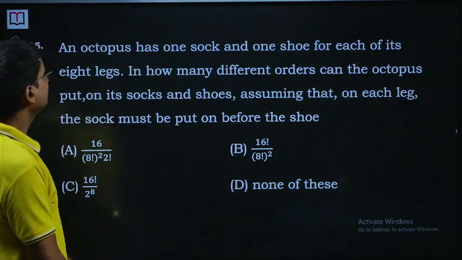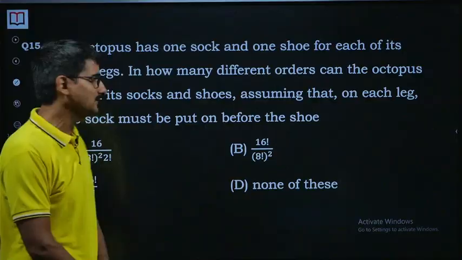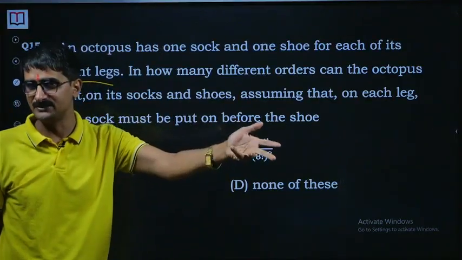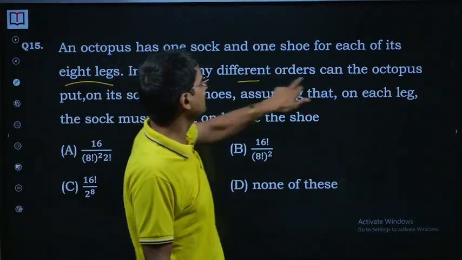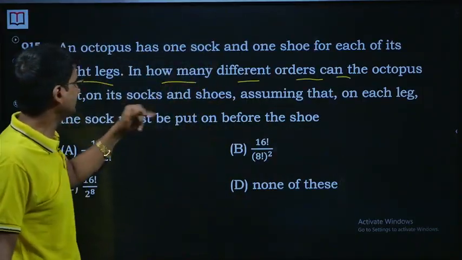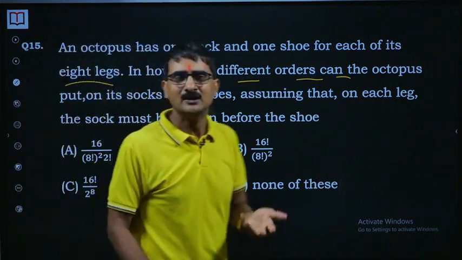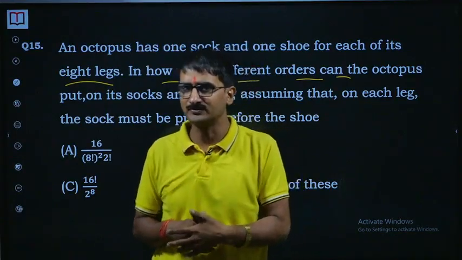Next is, an octopus has 1 sock and 1 shoe for each of its 8 legs. So there are 16 objects. How many different orders can the octopus put on the socks and shoes, assuming that on each leg the sock must be put on before the shoe. Of course, you have to wear socks before the shoes.